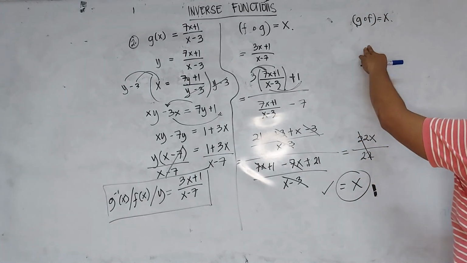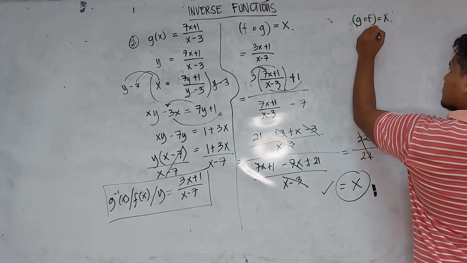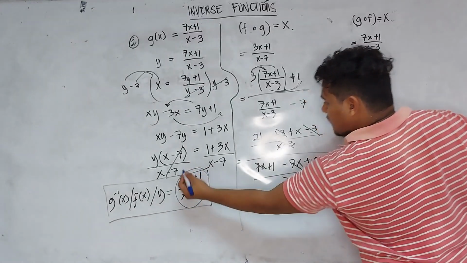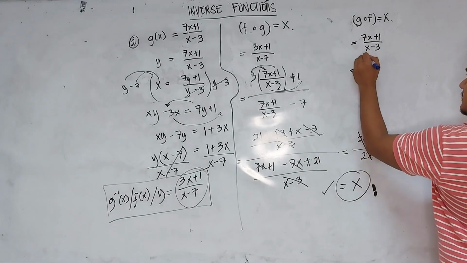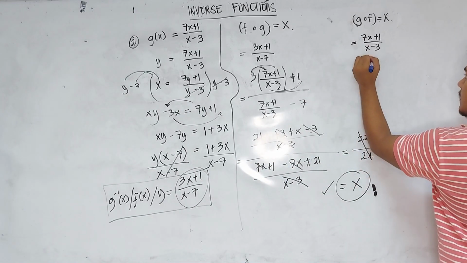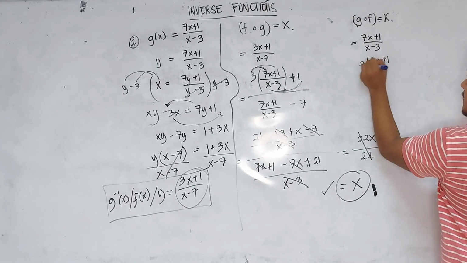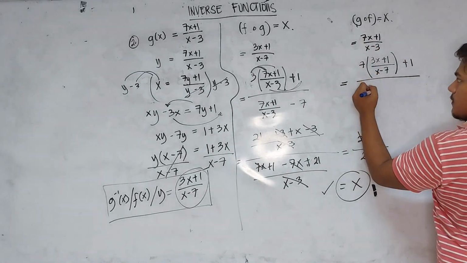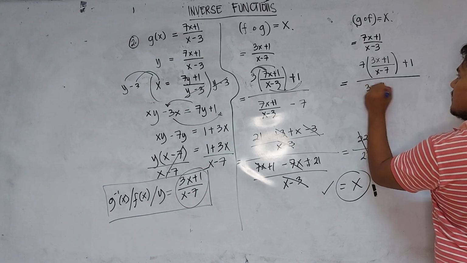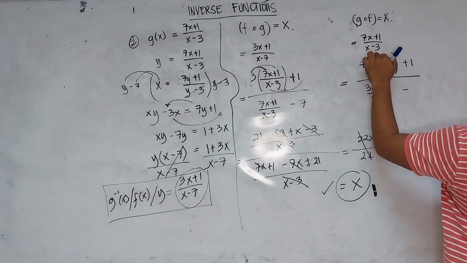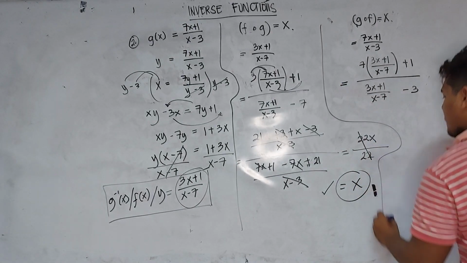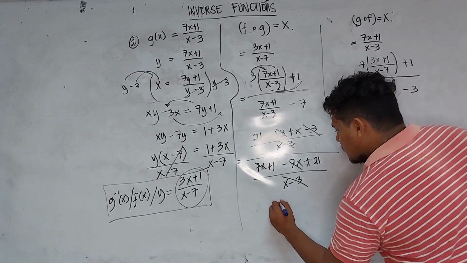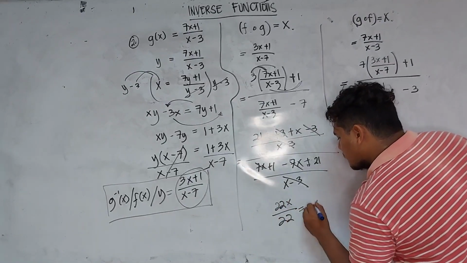So g, what is the value of g? It is 7x plus 1 over x minus 3. We substitute the value of f. So this becomes 7 times, what is the value of x? Ay, f. 3x plus 1 over x minus 7, plus 1, over 3x plus 1 over x minus 7, minus 3. Let's continue. You have already got the idea, guys. 22x over 22 equals x.